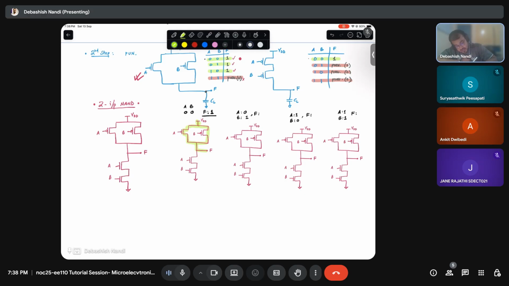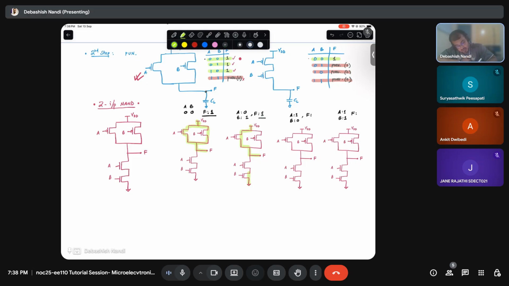Similarly, in this case, A is 0. So my A path is connected to the output. B is 1. That means B is off. In this case, my B is on. Right? So in this case also, I will have F is 1.